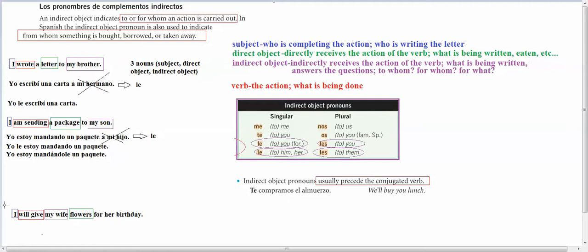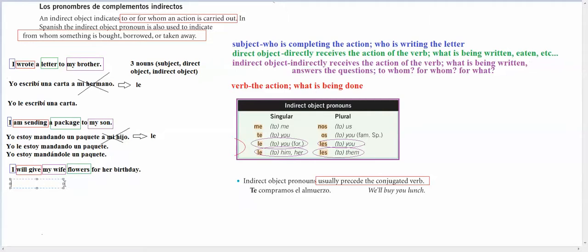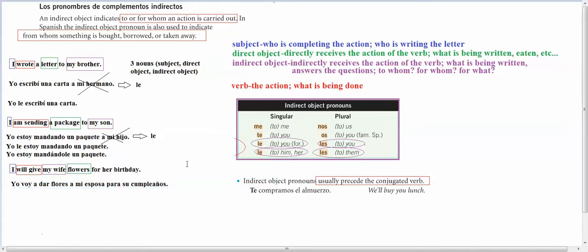All right, let's do the last one. I will give my wife flowers for her birthday. So I would say, yo voy a dar flores a mi esposa para su cumpleaños. Okay. So that's how I would say I will give my wife flowers for her birthday.